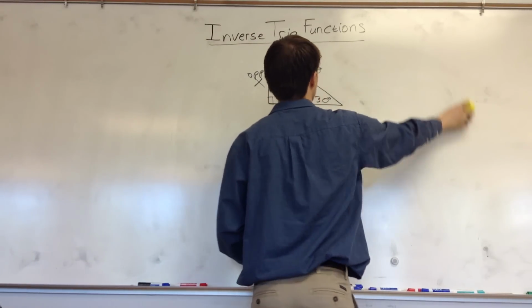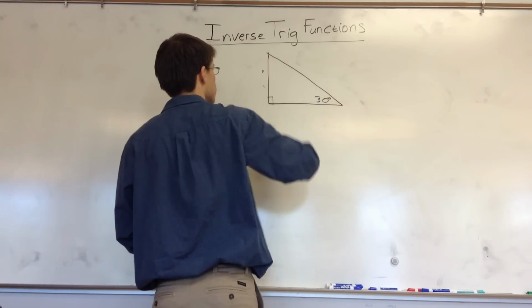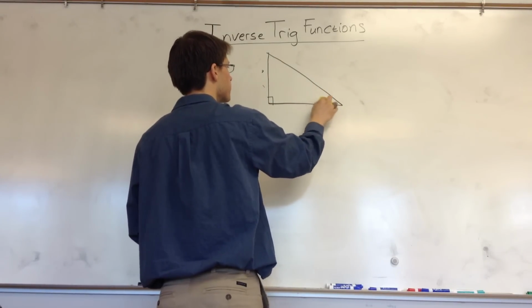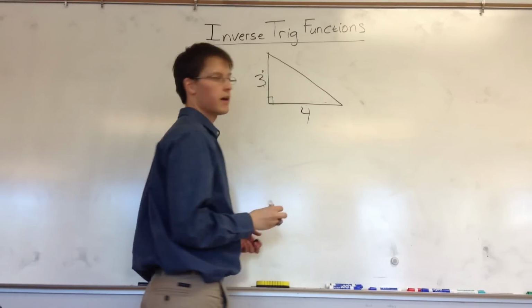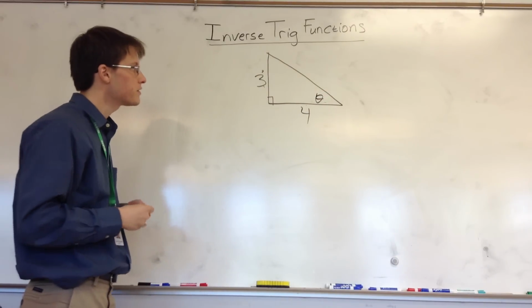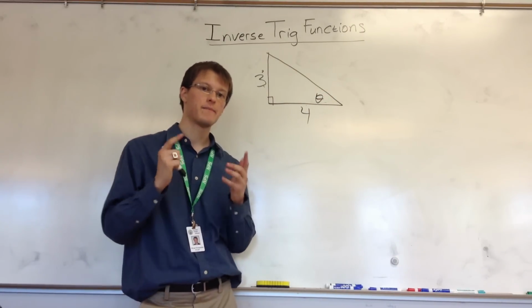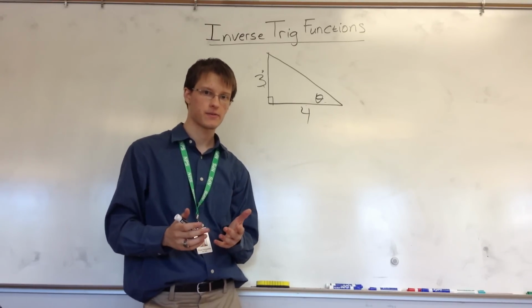Things are a little different because you're not always going to have one side and one angle. There may be times when, for example, you have two sides, we'll call them 3 and 4, and you want to find an angle, which we'll call theta. In this situation, you use the exact same method, but you just solve for theta instead of x.